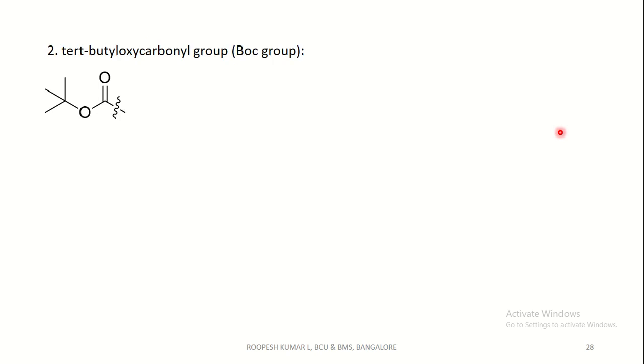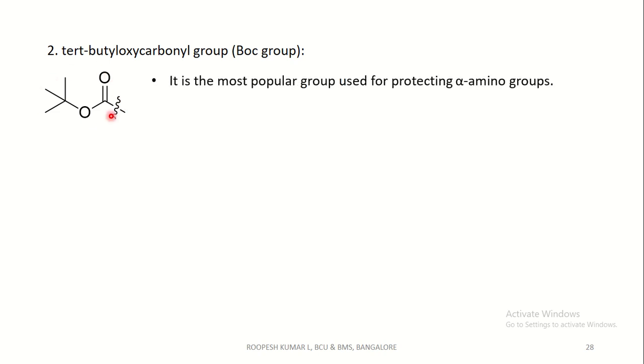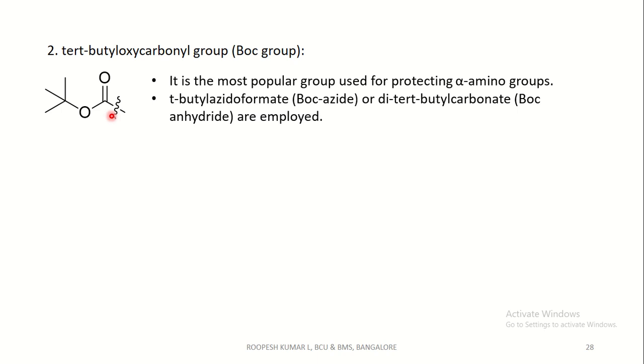Coming to the next important group, tertiary butyl oxycarbonyl group, that is abbreviated as Boc group, and this is the structure of Boc group. And as I said, it is the most popular group used for protecting alpha amino groups. The tertiary butyl azidoformate, abbreviated as Boc azide, or ditertiary butyl dicarbonate, abbreviated as Boc anhydride, are generally employed to protect the amino group of an amino acid.